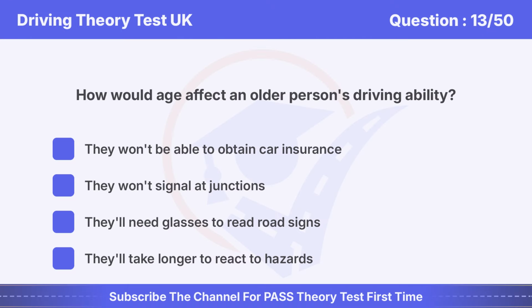Question 13. How would age affect an older person's driving ability? Option A. They won't be able to obtain car insurance. B. They won't signal at junctions. C. They'll need glasses to read road signs. D. They'll take longer to react to hazards. Answer is D. They'll take longer to react to hazards.